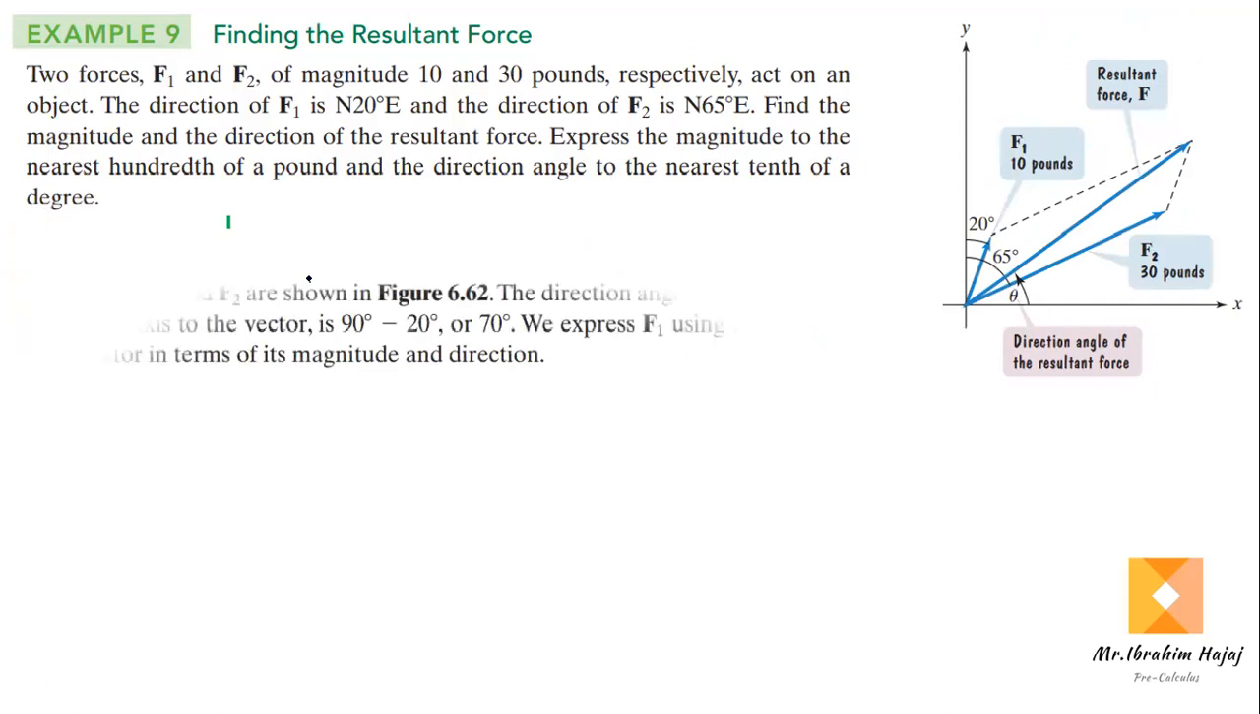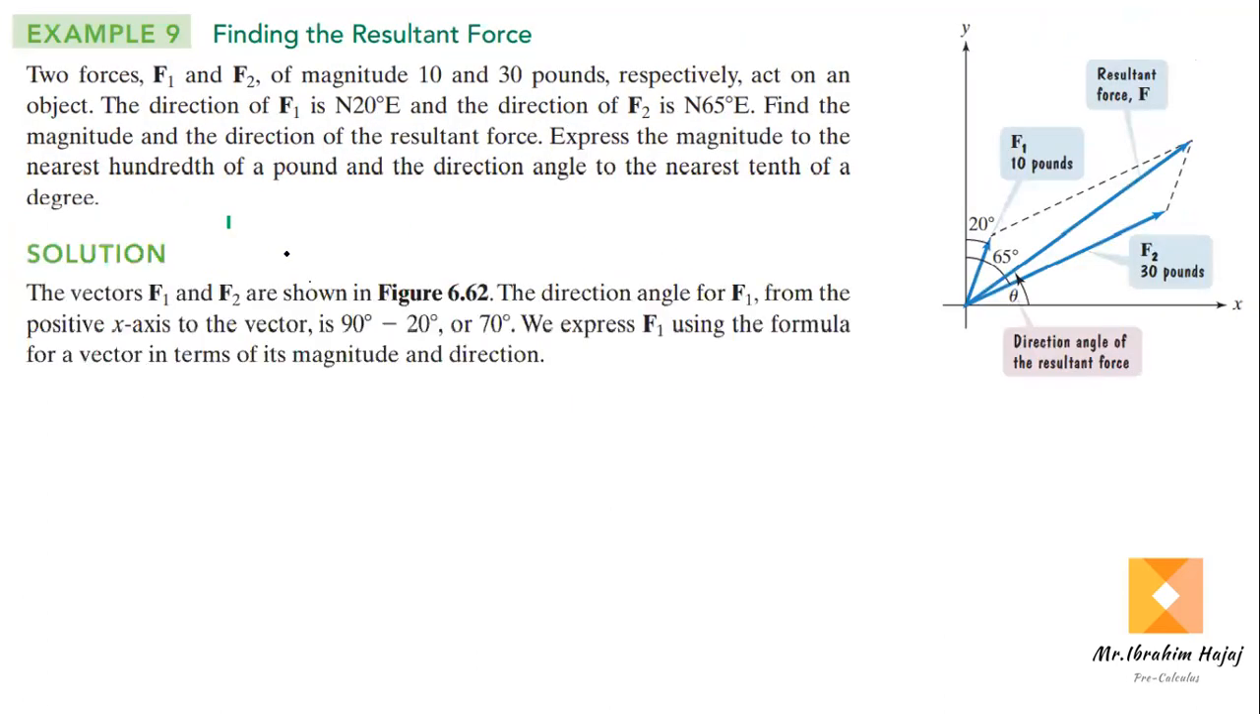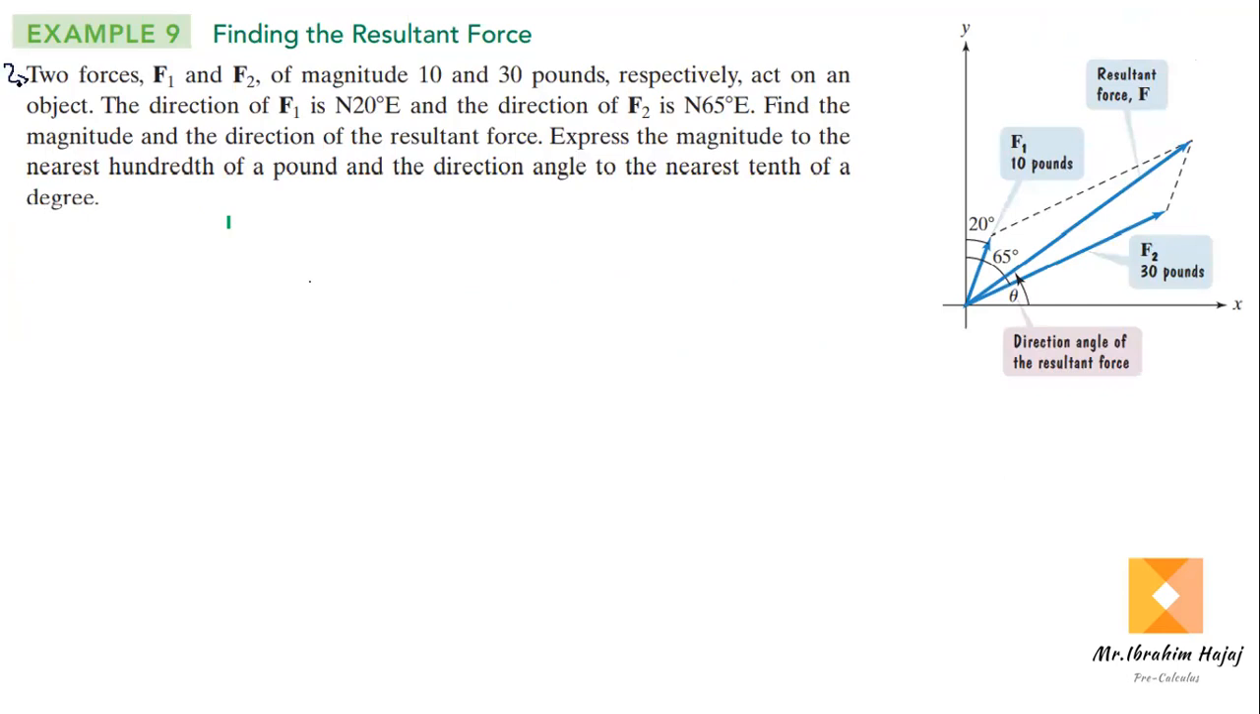Okay. Here is the answer. Muhammad, read the question. Two vector forces F1 and F2 of magnitude 10 and 30 pounds respectively act on an object. The direction of F1 is north 20 degrees east, and the direction of F2 is north 65 degrees east. Find the magnitude and the direction of the resultant force. Express the magnitude to the nearest hundredth of a pound and the direction angle to the nearest tenth of a degree. F1, see guys, is northeast, 20 degrees from the positive x-axis.